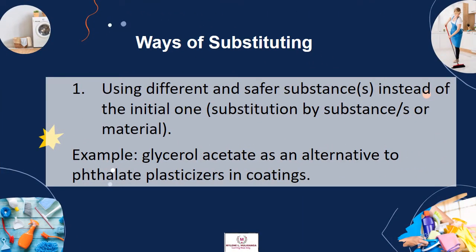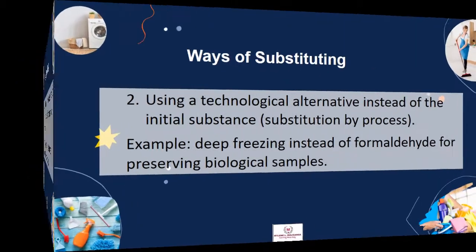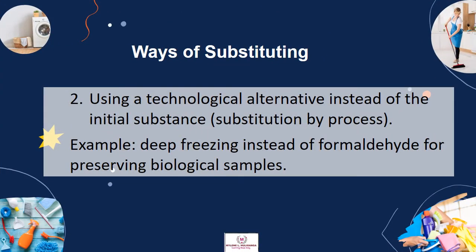Following are the ways of substituting. Number 1, using different and safer substances instead of the initial one. Example, glycerol acetate as an alternative to phthalate plasticizers in coatings. Number 2, using a technological alternative instead of the initial substance. Example, deep freezing instead of formaldehyde for preserving biological samples.